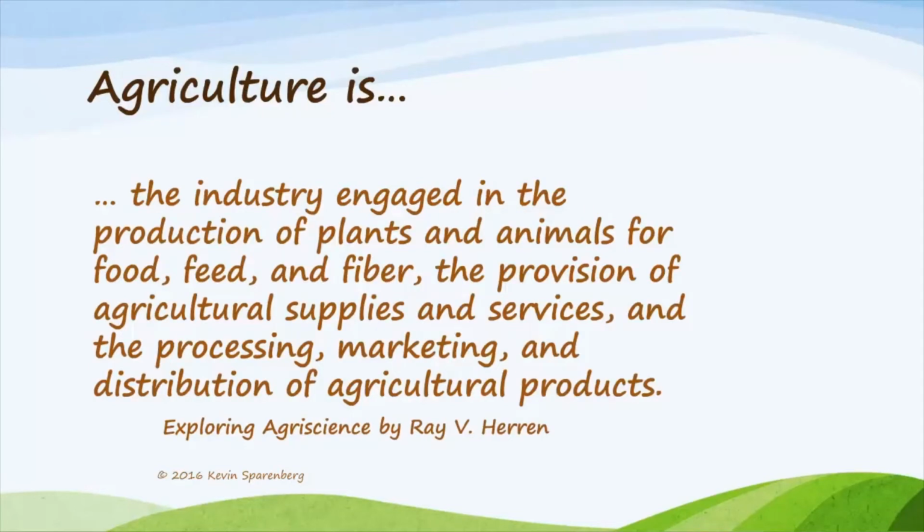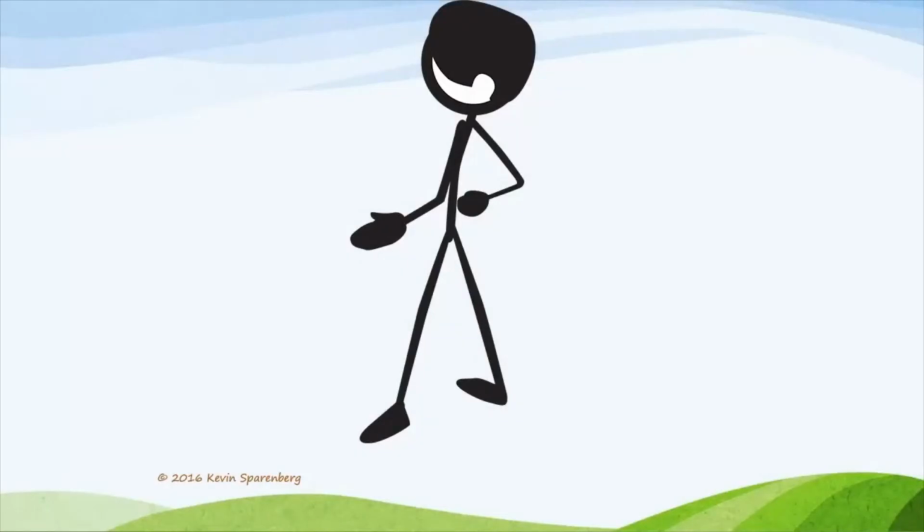We've put our definition back together, and we have agriculture as the industry engaged in the production of plants and animals for food, feed, and fiber, the provision of agricultural supplies and services, and the processing, marketing, and distribution of agricultural products. Let's try a few quiz questions.